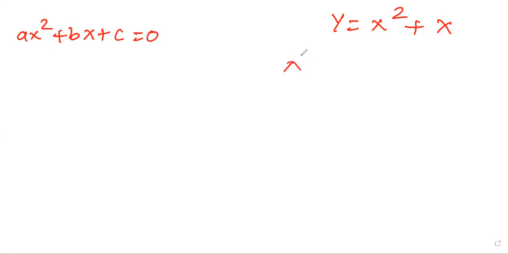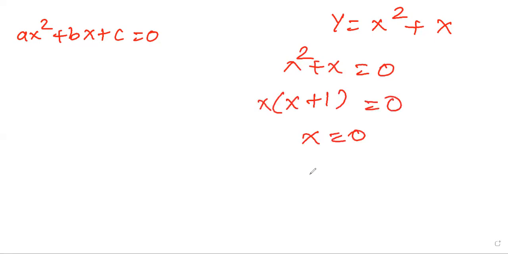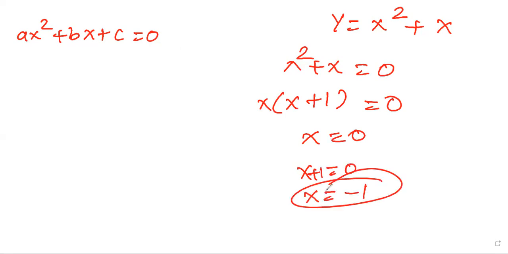If you factorize this, let's equate this to 0. If you take x outside, it's going to be x times x plus 1 is equal to 0. So x is equal to 0 and x plus 1 is equal to 0, so x is equal to minus 1. So x is 0 and x is minus 1 here. Do you follow this? Yes, ma'am.